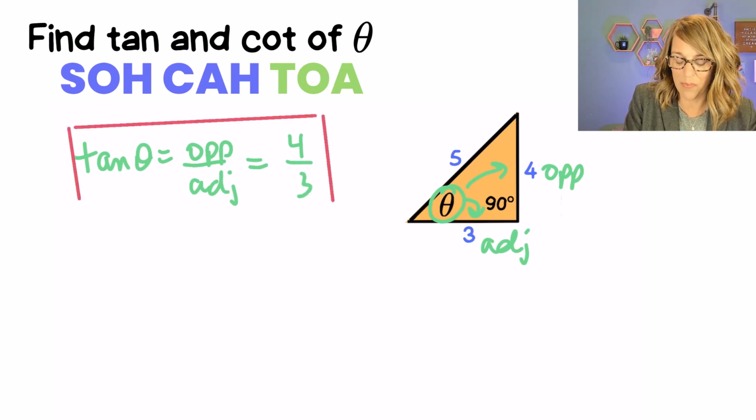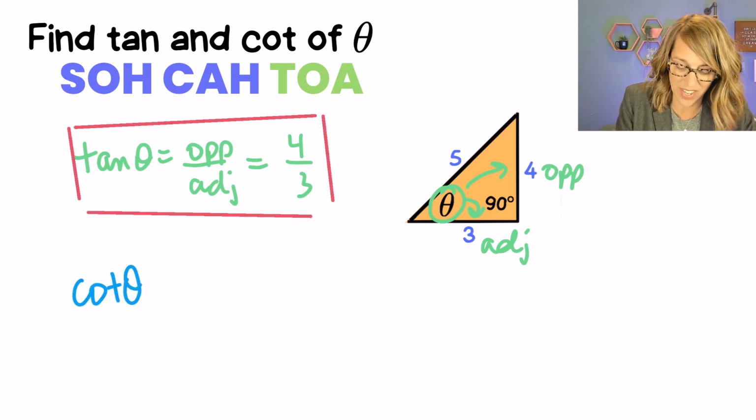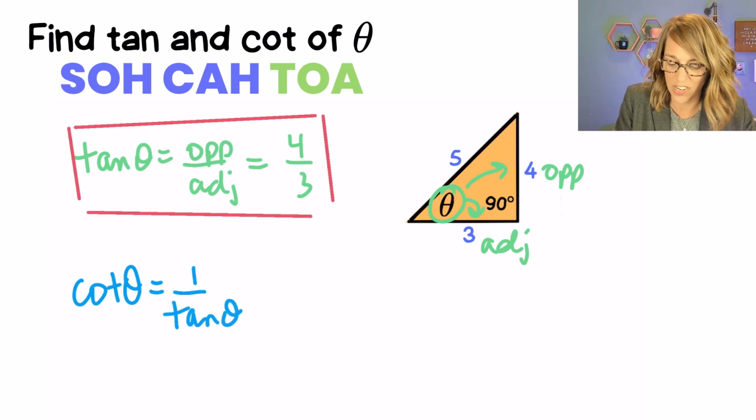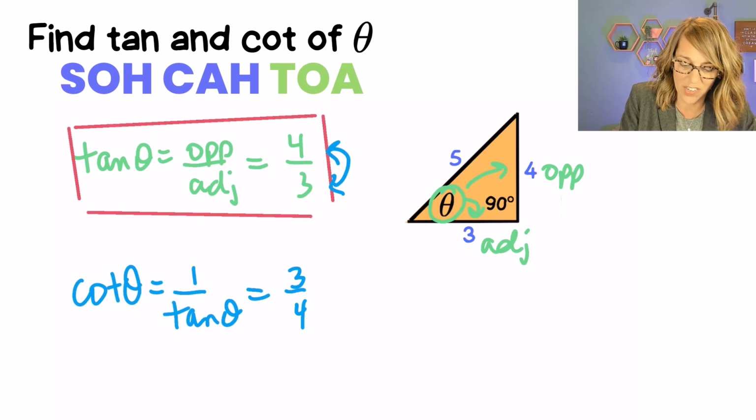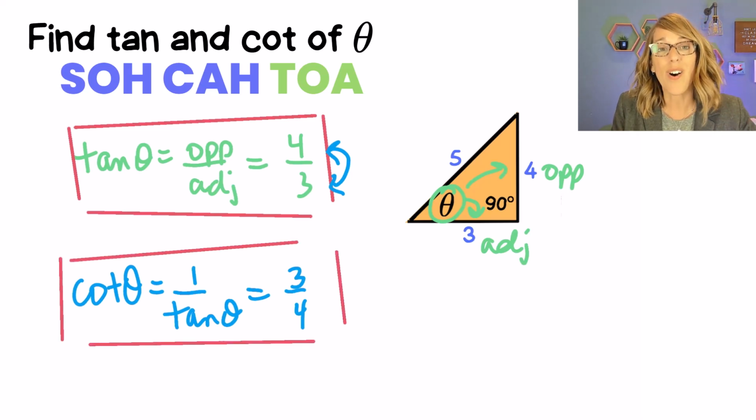Now from here, you can probably guess what we're going to do next. I want to take the cotangent of theta, and that's going to be the reciprocal of tangent. So I could do adjacent over opposite, or I can reciprocate what I got up above, and I end up with a cotangent of 3 over 4. This gives me all 6 of those trig functions.